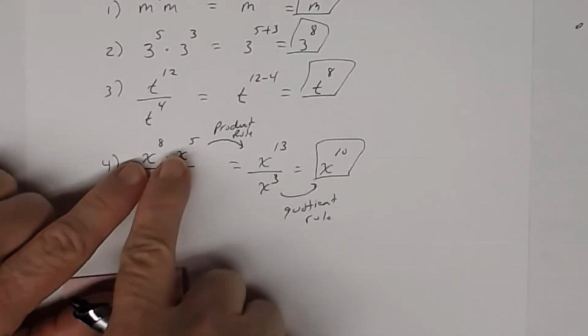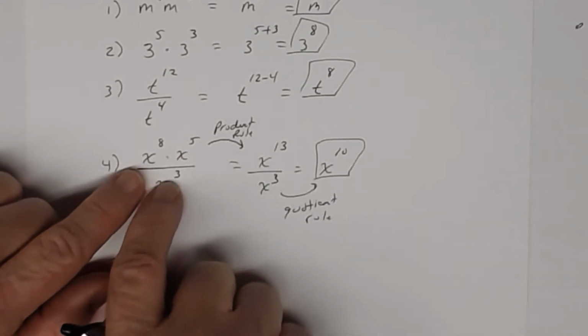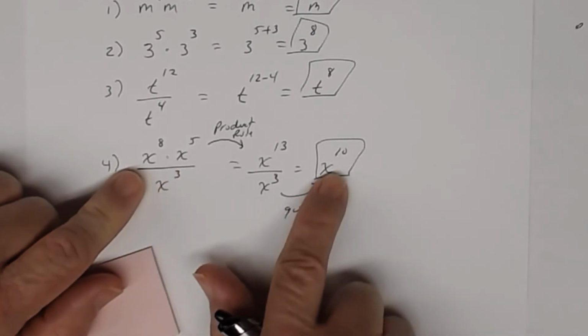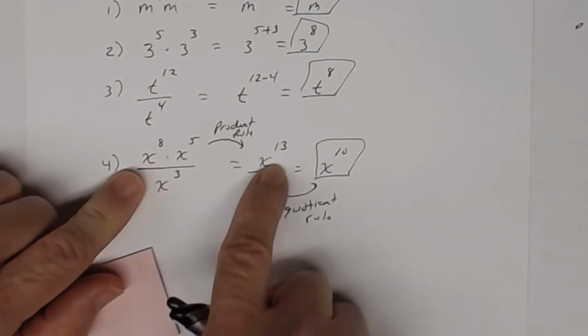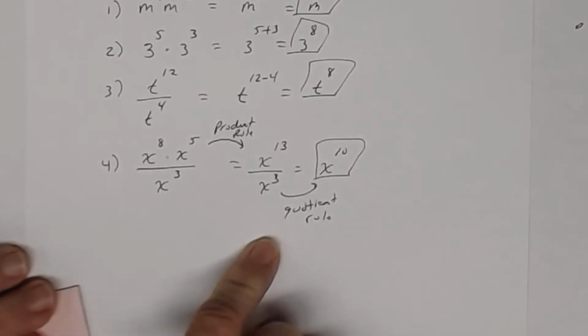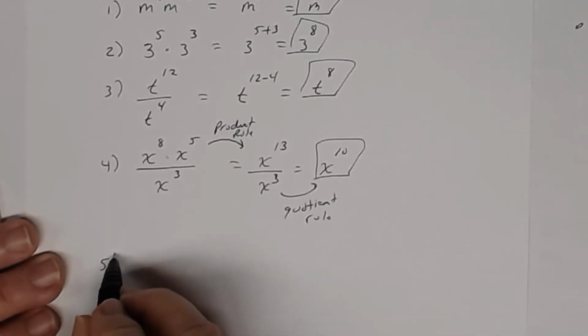So notice, it is very important that you understand how we went from here to the answer. I had to use the product rule and then the quotient rule. Okay? All right, so let's look at number 5.